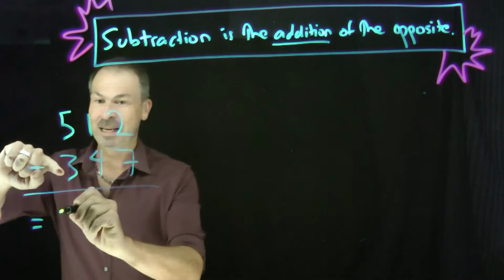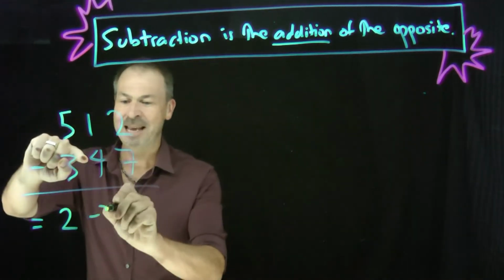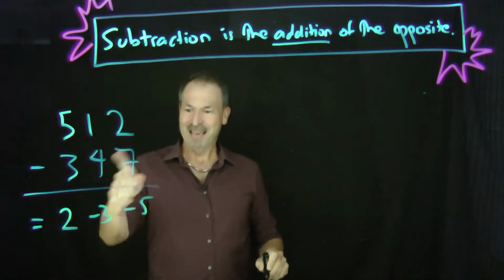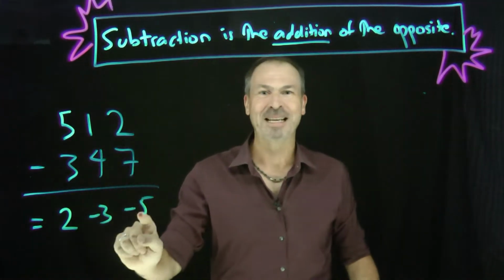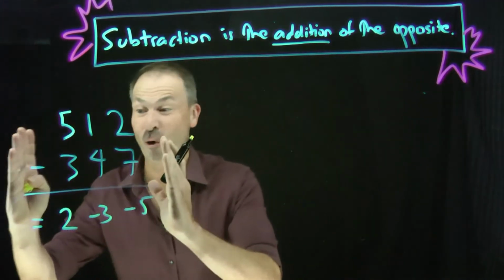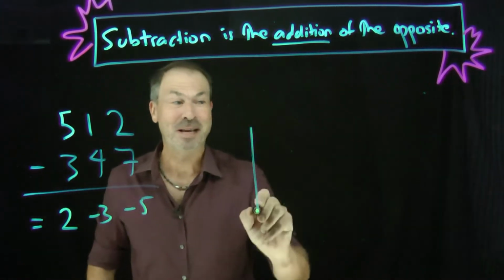5 take away 3 is 2. 1 take away 4 is negative 3. 2 take away 7 is negative 5. There's the answer. It's 200 negative 30 negative 5. Whoa. In fact, I'm going to draw a picture to show that's absolutely correct.